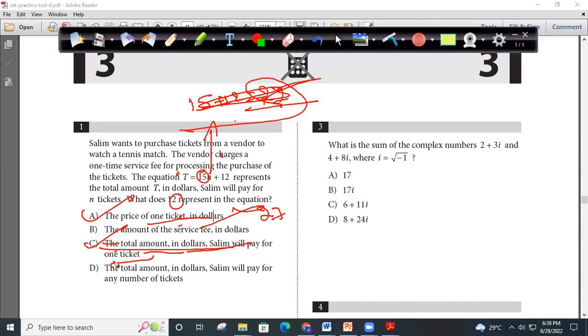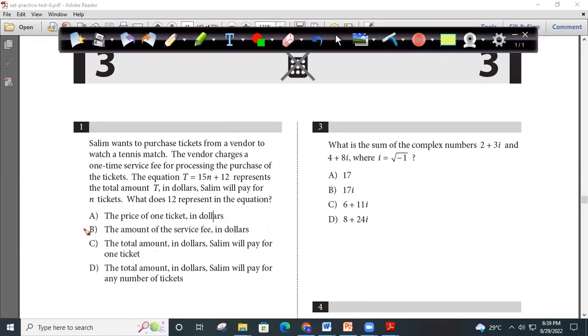The total amount in dollars Salim will pay for one ticket. So how much will I pay for one ticket? 15 plus 12, 27, is the amount that I'll pay for one ticket. So I'm not asking what is the meaning of 27. I'm clearly asking what is the meaning of 12. So definitely C for Chennai is wrong. A for Agra is wrong too.